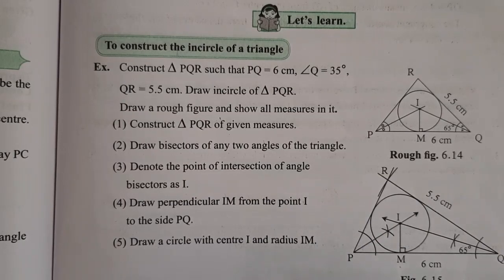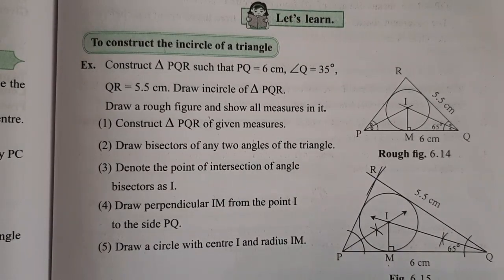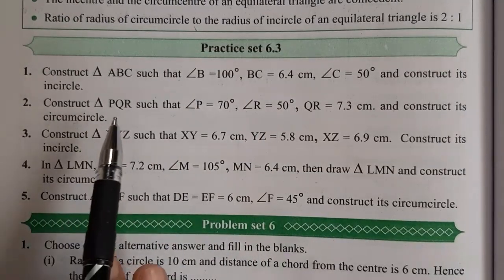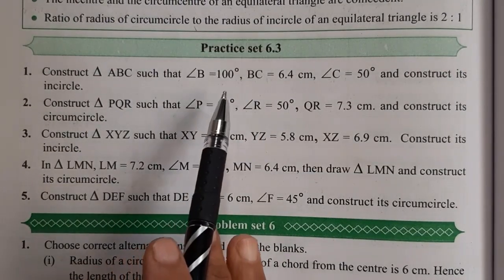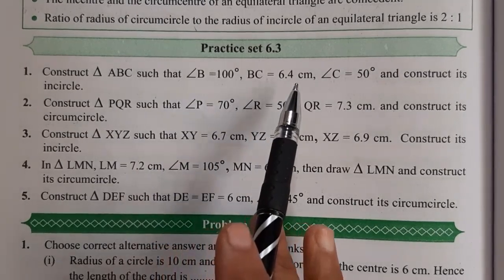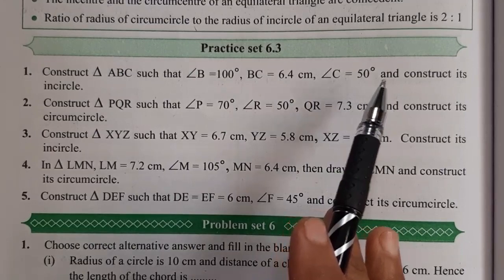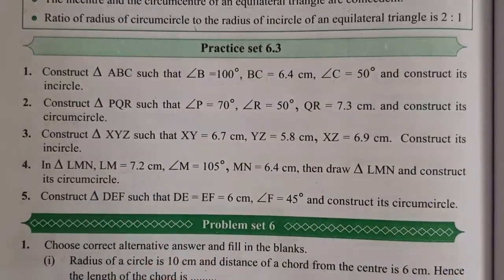Okay, now I will show one construction from the practice set 6.3. First example, construct triangle ABC such that angle B equals 100 degree, BC equals 6.4 centimeter, angle C equals 50 degree and construct its incircle. Now see the actual construction.